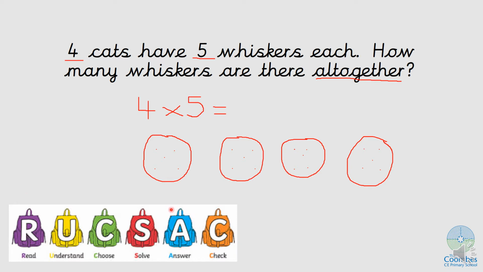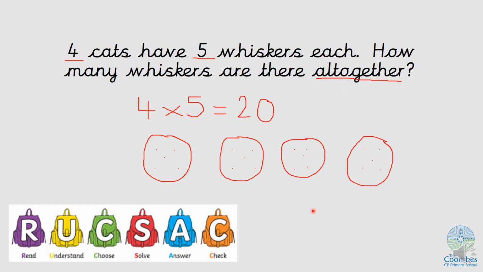Now I need to find the answer. So let's count in 5s. 5, 10, 15, 20. So 4 groups of 5 is 20. The last part of Rucksack says to check our answer. Now we can check our answer by counting in 5s in our head 4 times. 5, 10, 15, 20. Or we can use the inverse.